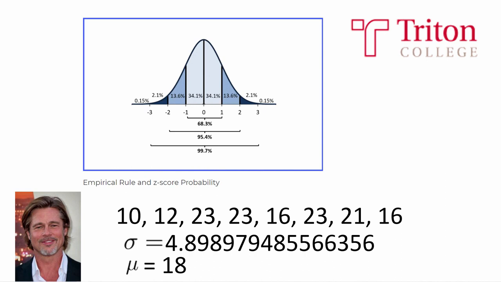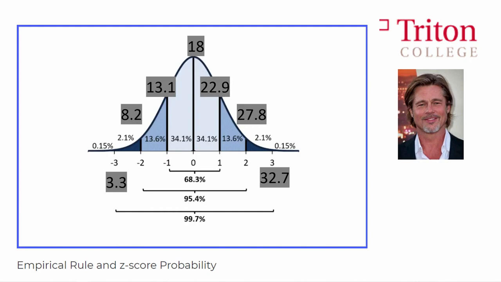So anyway, we've got Brad and me. We go to work, and it takes us 18 minutes on the average to get to work, with a standard deviation of 4.9 minutes. And that's just rounded up. So let's plug those numbers into the empirical rule. Notice I'm not giving you an equation yet. I'm not going to.